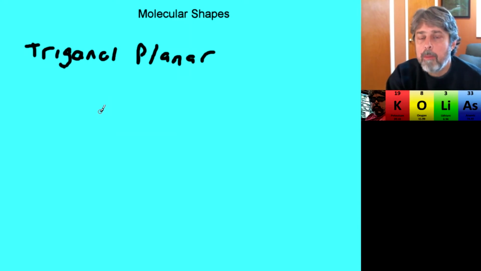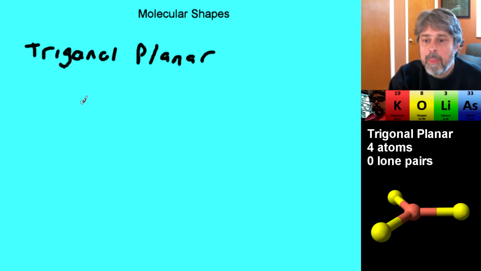Okay, the next shape is called trigonal planar. This time we're up to 4 total atoms. All right, so as you can see, one of the ways to figure out the shapes of molecules is how many atoms they have. We're just going to either do 2, 3, 4, or 5. That's it. We're staying to simple atoms.